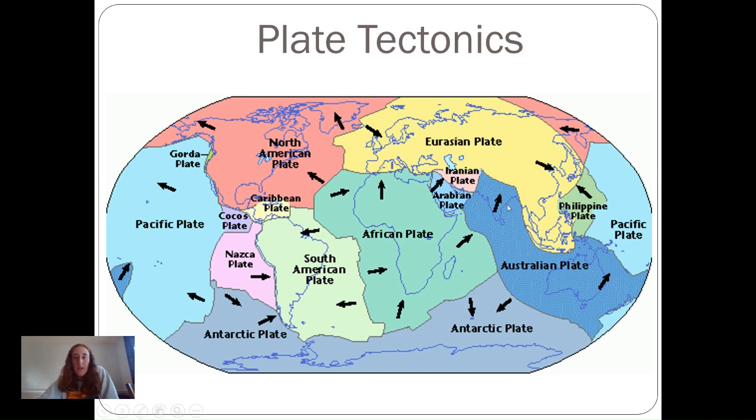Plate tectonics is the idea that Earth's surface is broken into all of these pieces that move relative to each other. So sometimes plates are moving towards each other. Sometimes they're moving away from each other, and other times they're just sliding past each other. So there are three different types of motion that occur in tectonic plates.